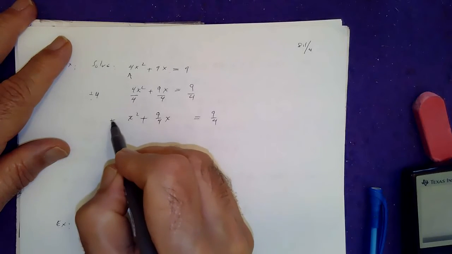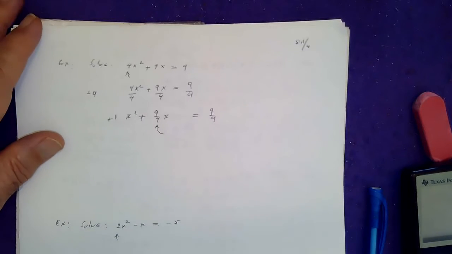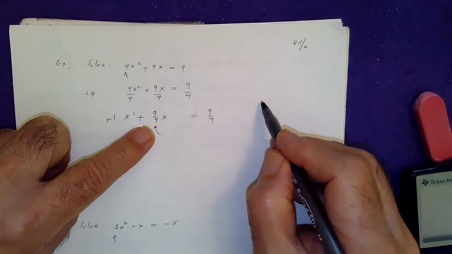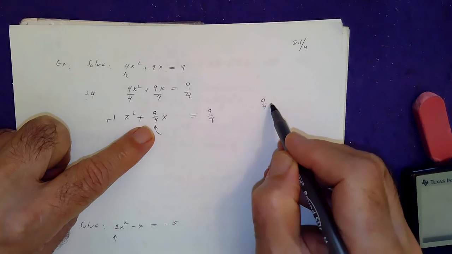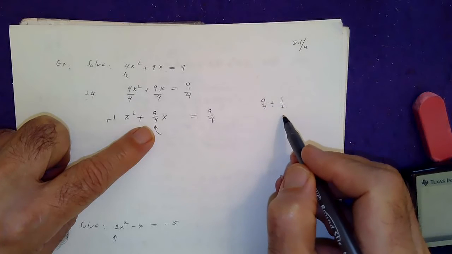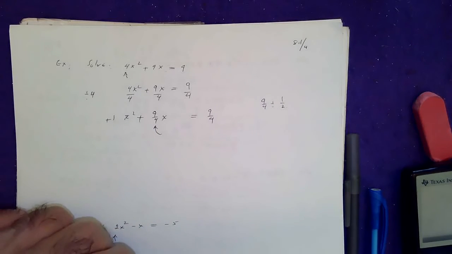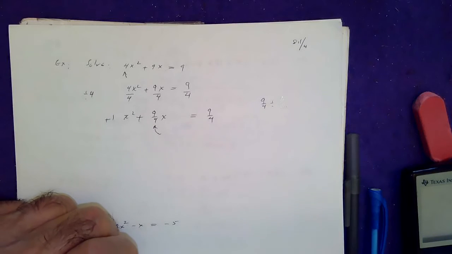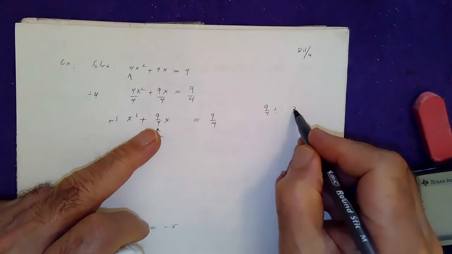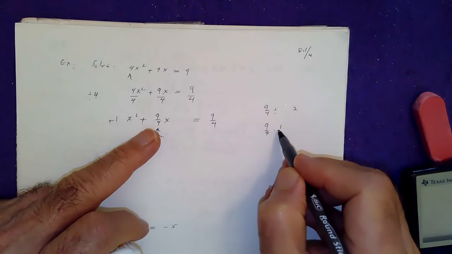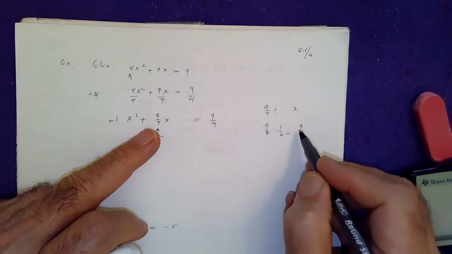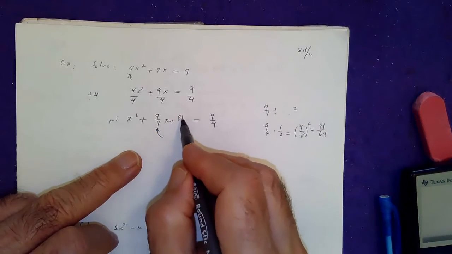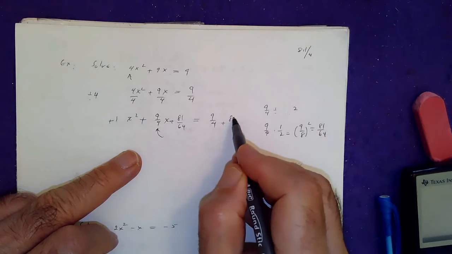Now that the leading coefficient is 1, proceed with completing the square. Take half of that. Half of 9/4 is 9/4 times 1/2, which is 9 over 8. But I got to square that. That's 81 over 64. So you got to add 81 over 64 to both sides.